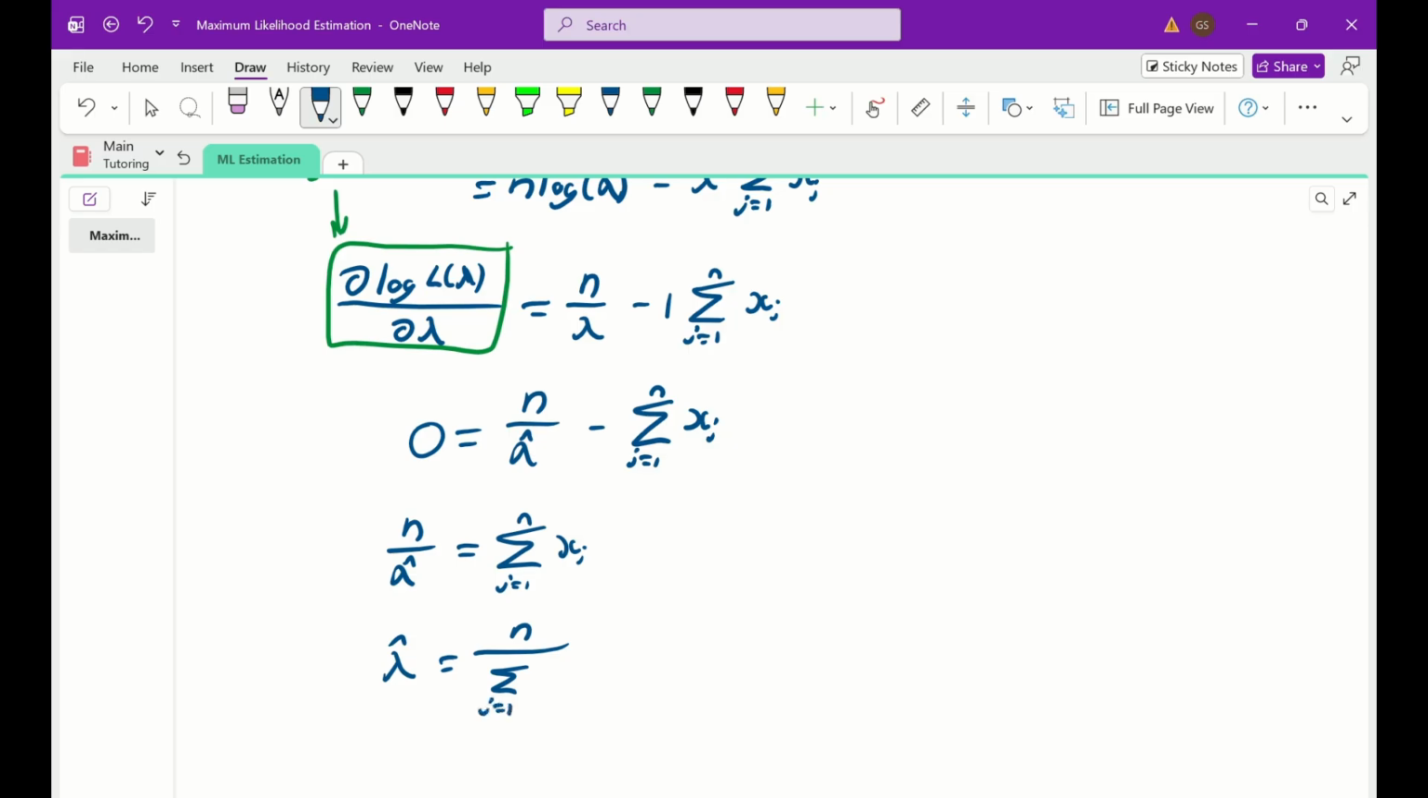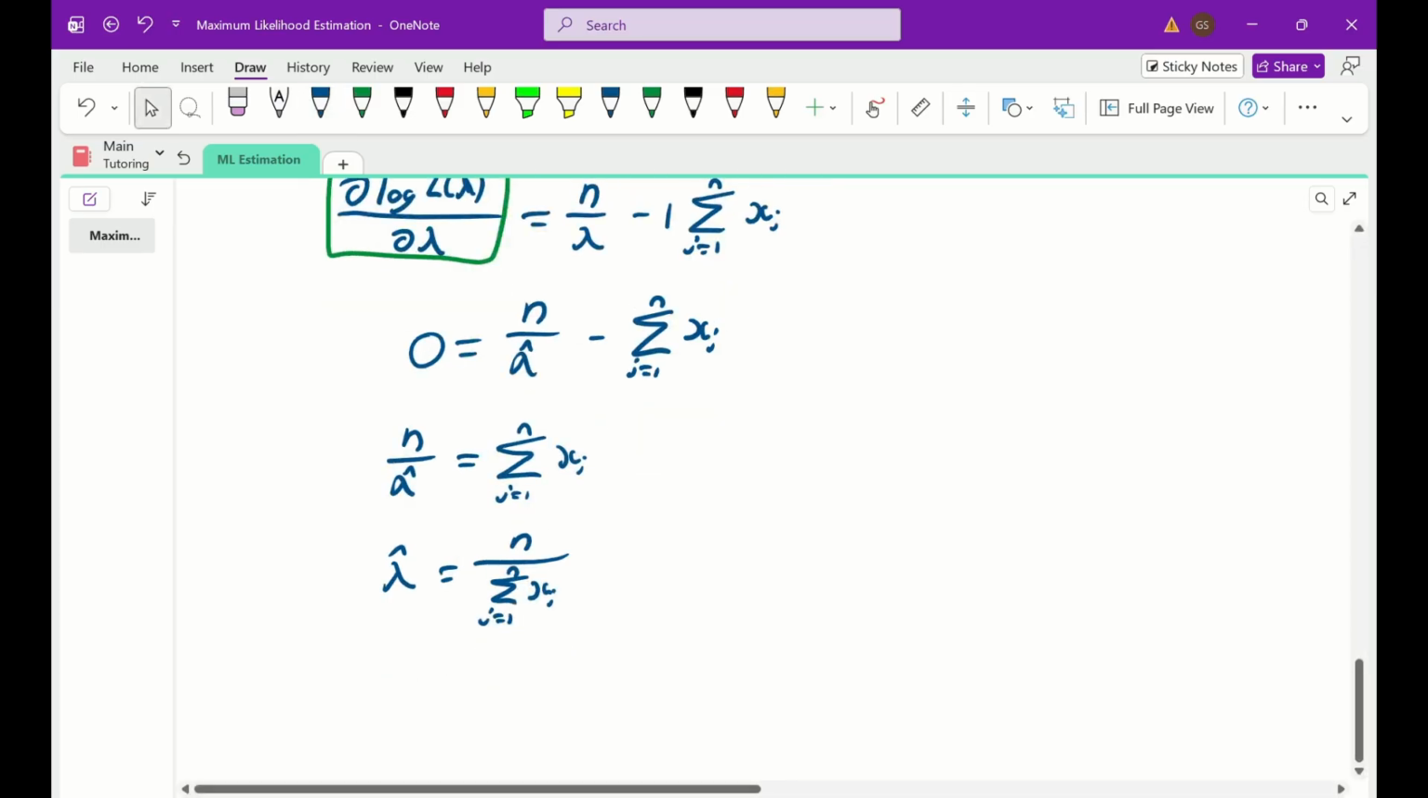J equals 1 to n of xj. So I just took the reciprocal and then multiplied the n across, right? Okay, good. So this is our expression, and this is our estimator for lambda hat, or more specifically, this is our maximum likelihood estimator. So what's this saying?